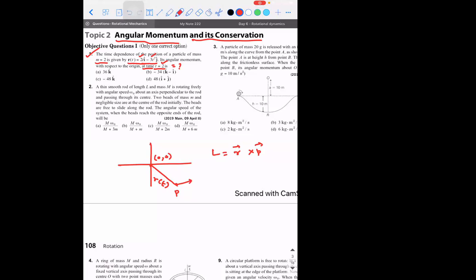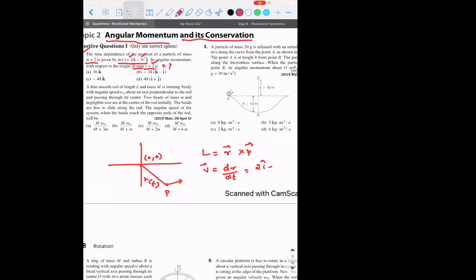We can find velocity v by differentiating. You have to first find the velocity. Velocity is equal to dr divided by dt. Tell me what is the value? 2 i cap minus 6t j cap. But what is the time they have given? At 2 seconds. So I will directly write it: 2 i cap minus 12 j cap, since 6 into 2 is 12. So the velocity vector is equal to 2 i cap minus 12 j cap.